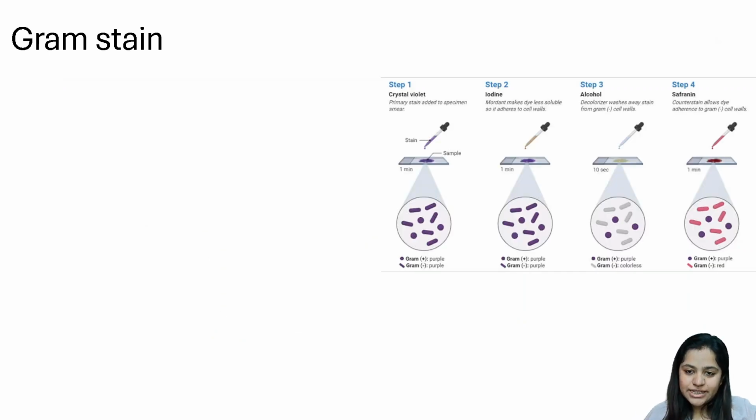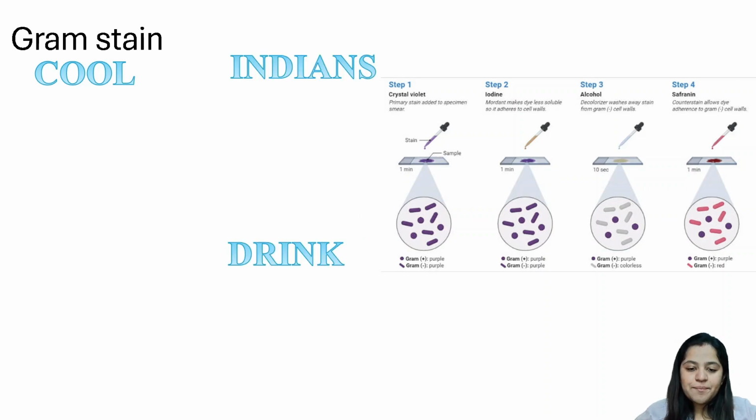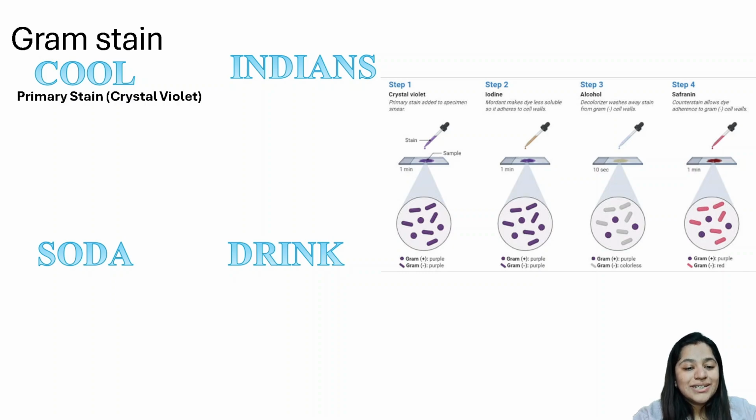First is the gram stain. Now, gram stain, we all know the steps of gram stain, but to make it easier, I've come up with this mnemonic. Cool Indians drink soda. So, what is the first stain? The first stain is the primary stain, that is the crystal violet. C for cool, C for crystal violet.